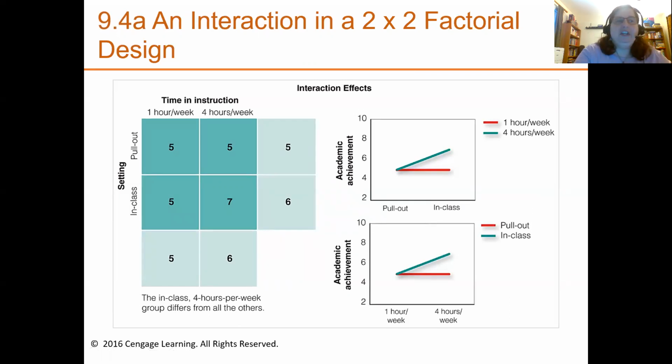How do you know if you have an interaction? Graphically is the easiest way to know: if your lines will cross at any point, you have an interaction. Now, whether it's a significant interaction, that's where the statistics come in. But whether there's any kind of interaction out there, look if your lines will cross.